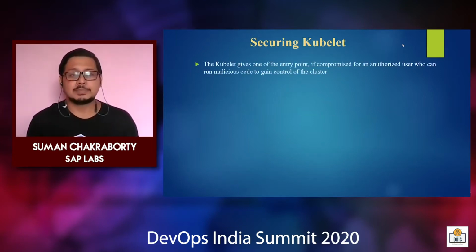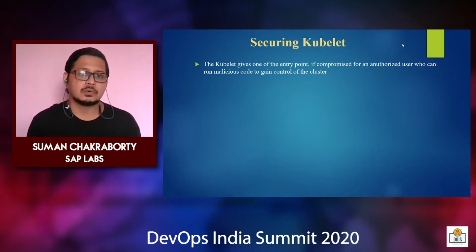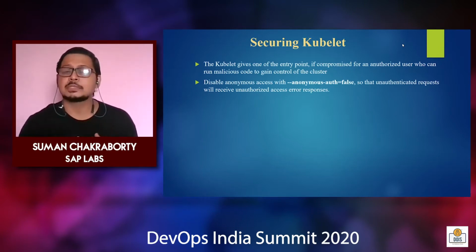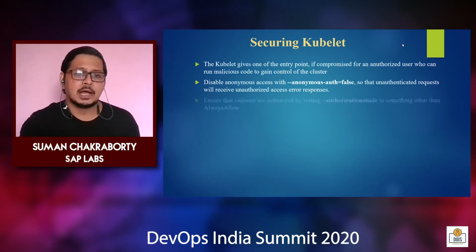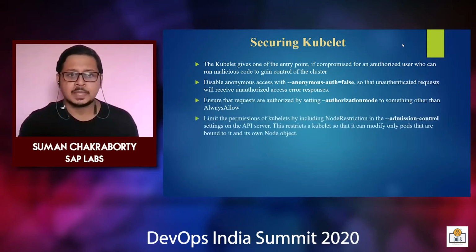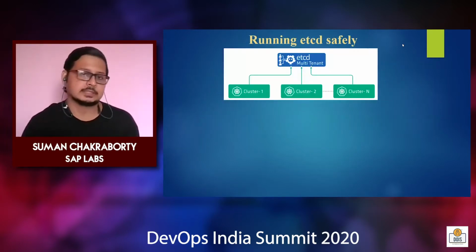The kubelet is really the entry point for managing the container workloads, as it's managing the life cycle. And so you should apply very strict rules or policies so that no malicious code can get access to that cluster. Because once it gets access to a container, it really gets access to the host cluster also. You should disable anonymous access with anonymous auth set to false, so that unauthenticated requests are not accepted. You should always ensure that requests are authorized by setting the authorization mode to something other than always allow, and limit the permission of the kubelet by including node restrictions through admission control policies.